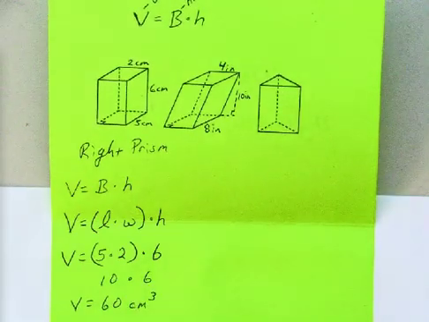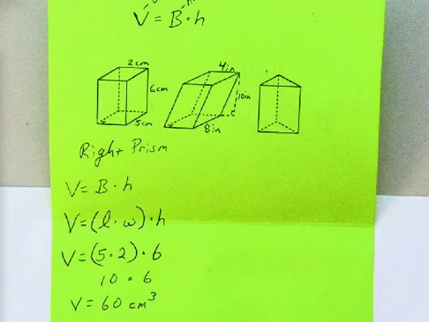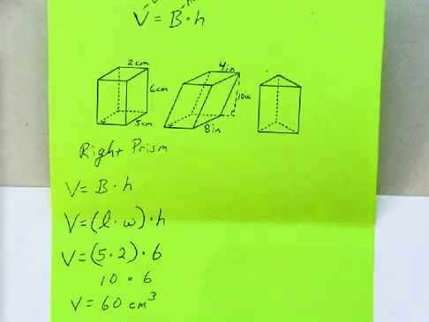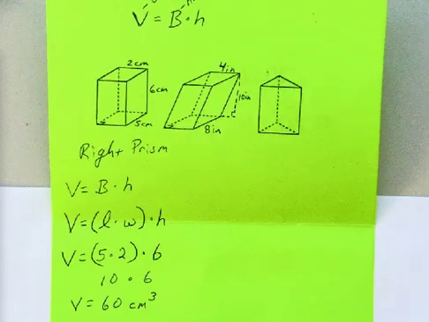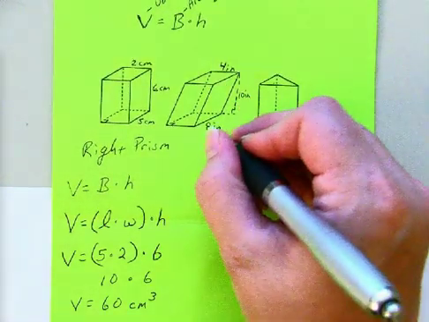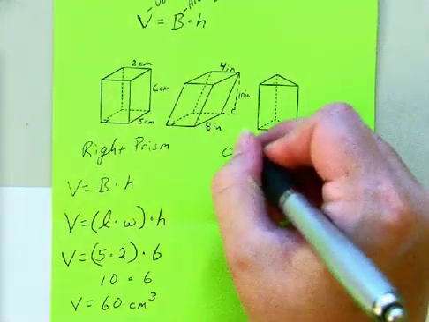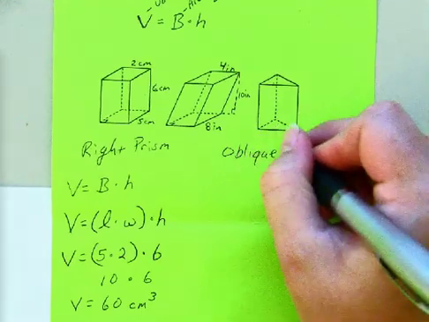And it's cubed this time because we're talking about how many little cubes, 1 centimeter cubes, would fit inside of that prism. Okay? All right, so the next one that we're going to do is the oblique prism.